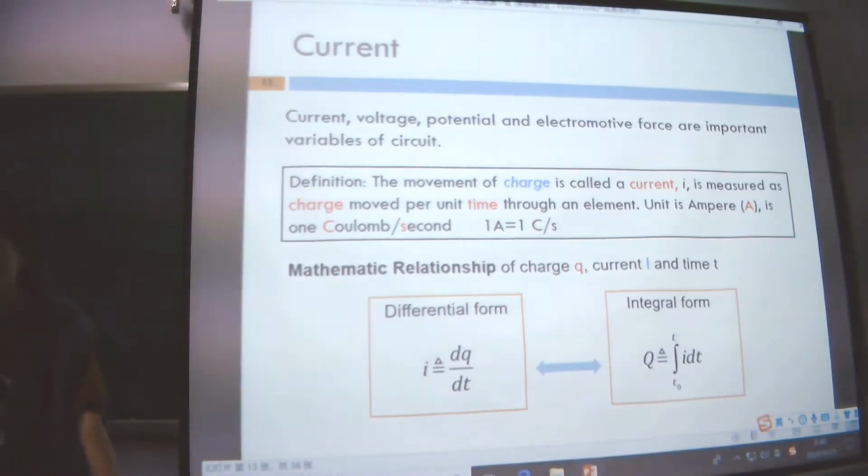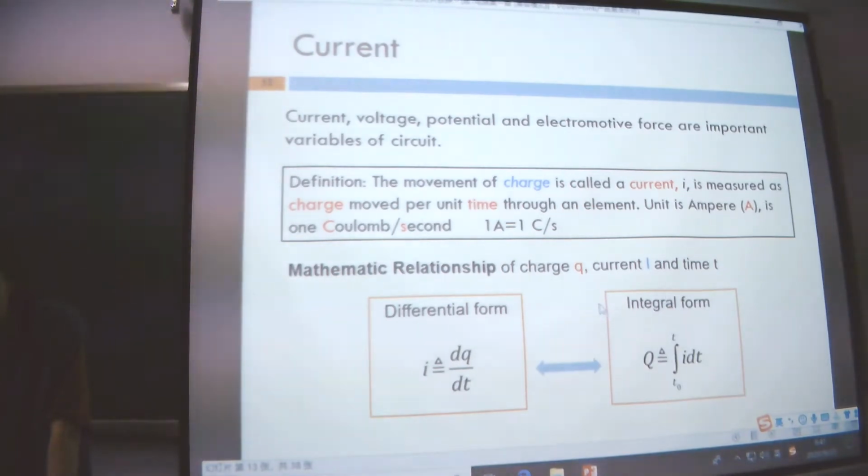Okay, so the next important thing is the current. The definition is here: it's a movement of charge. The unit is the ampere, also called coulomb per second, but generally we use ampere. The mathematical relationship of charge Q, current I, and time t is here: this one is the differential form, and here is the integral form.